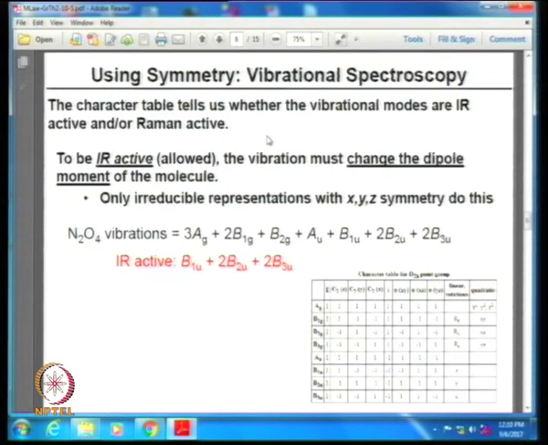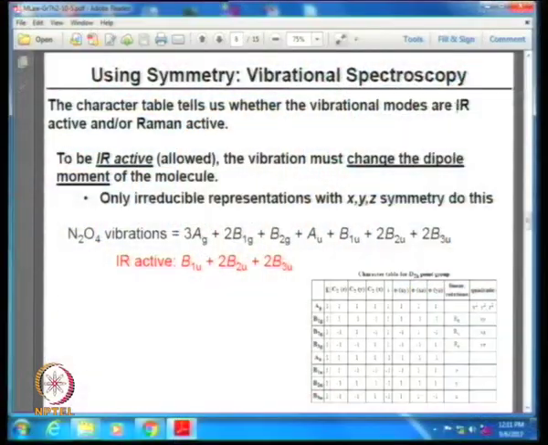But now the main point is that, and this is the last part of this set of slides, what is Raman active and what is IR active. Okay, so these vibrational modes, which ones will show up in infrared and which ones will show up in Raman spectroscopy. The character table tells us whether the vibrational modes are IR active or Raman active.